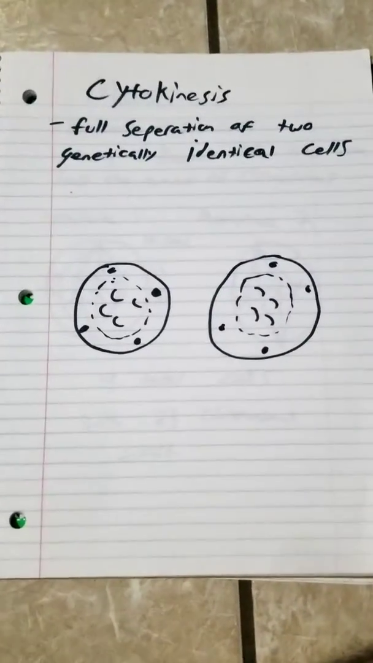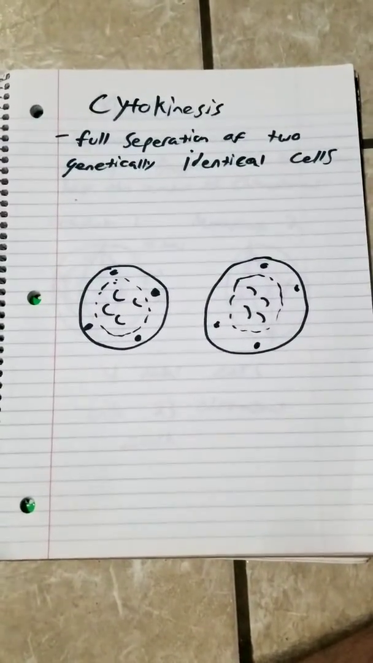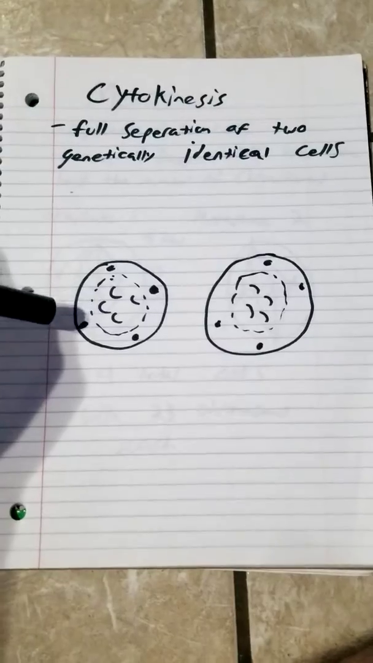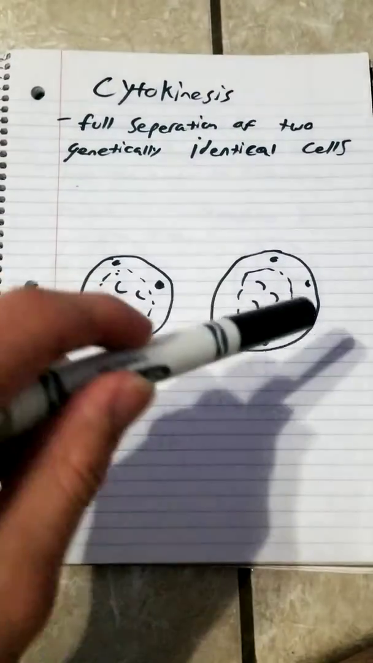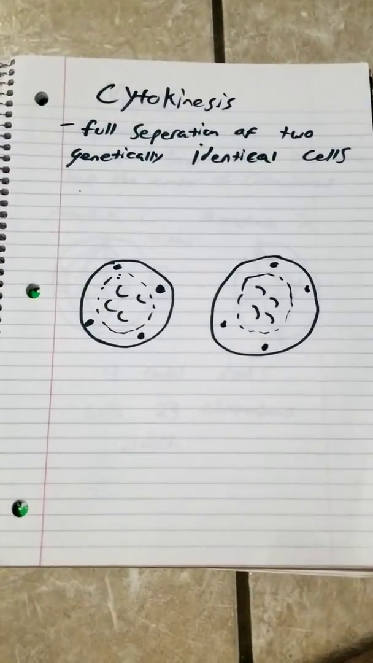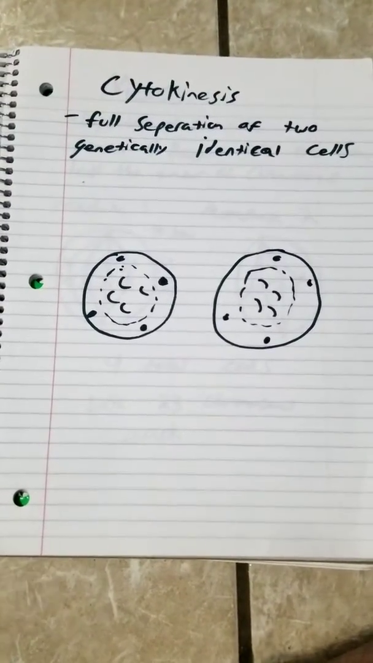This is the full separation of two genetically identical cells. And this is what we're going to end up with. We're going to end up with two cells that are in the G0 phase. Just simply doing what their purpose is supposed to be done, whether it's like a liver cell, a heart cell, you name it.